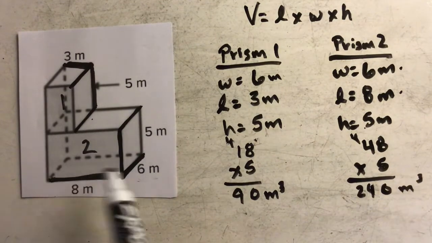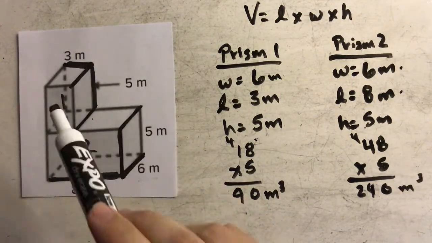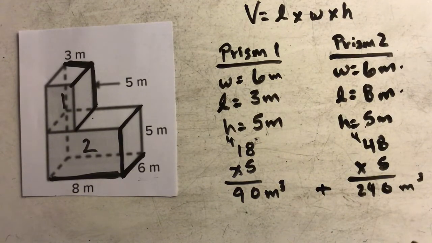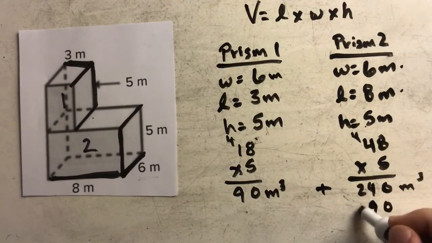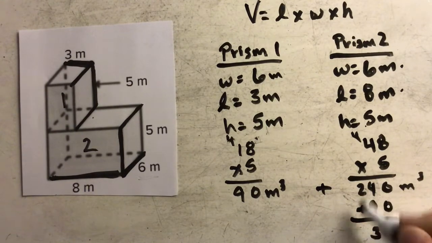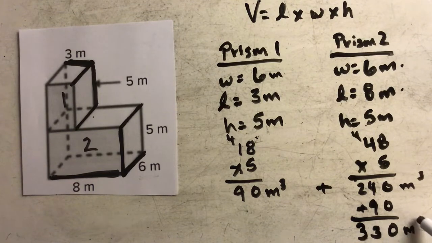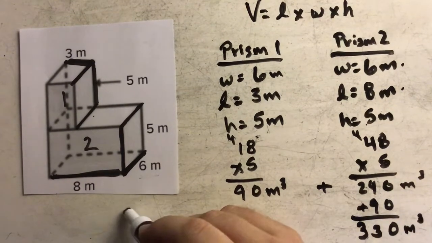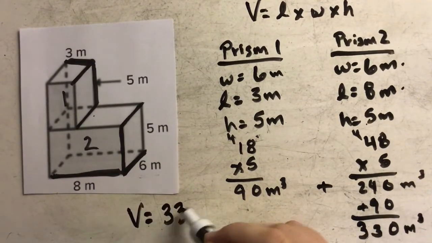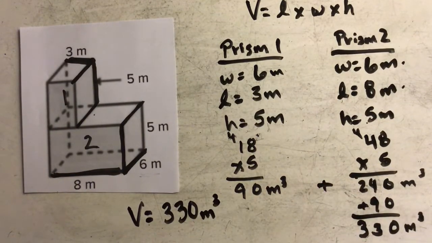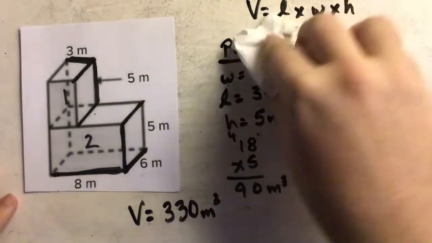Now again, in order to find the combined volume of both of these, I need to simply add those two together. So 240 plus 90 would give me a total of 330 meters cubed. So my total volume would be equal to 330 cubic meters. Let's try one more example.